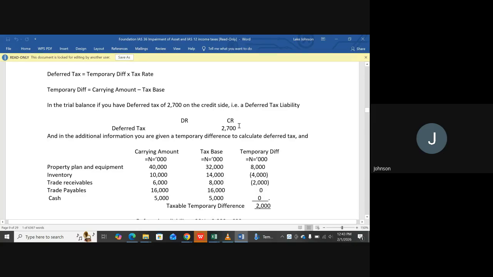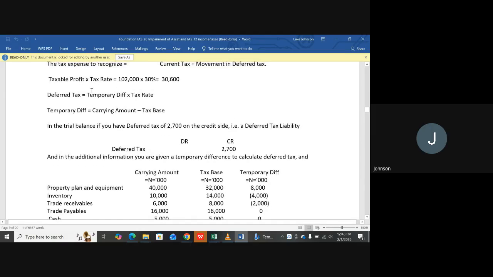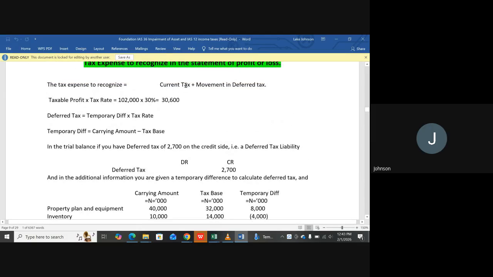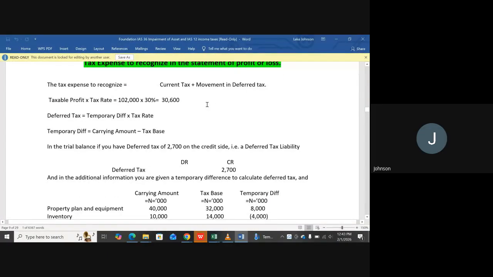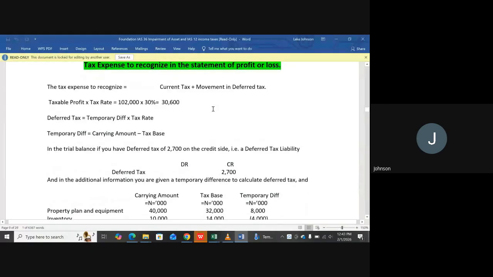Now, the next thing we're going to look at is this year. This year, we've already calculated our current tax, which is going to be your taxable profits multiplied by the tax rate. It's going to give us our current tax plus movement in deferred taxes. We are trying to get what tax expense we put in our profit and loss account as the tax payable for the year. Okay, so like the provisions that we normally create.